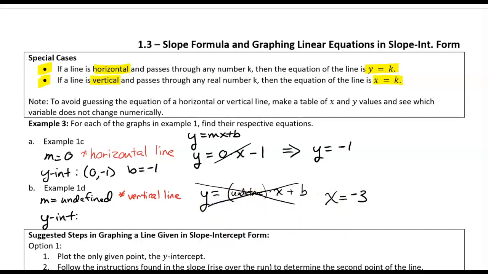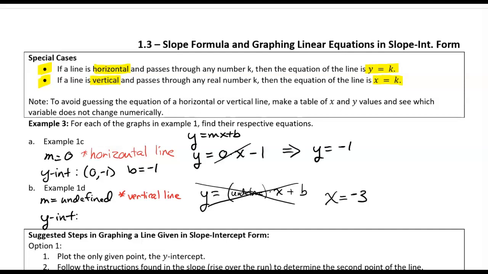And there it is. There's the equation of our line in slope-intercept form. So you can see how that slope-intercept form is so nice when you have the slope and when you have the y-intercept. Let's do a couple more. What if we look at example 3 and we do the same thing? We want to find the equations of the lines for example 1c and example 1d. Let's check out 1c first.